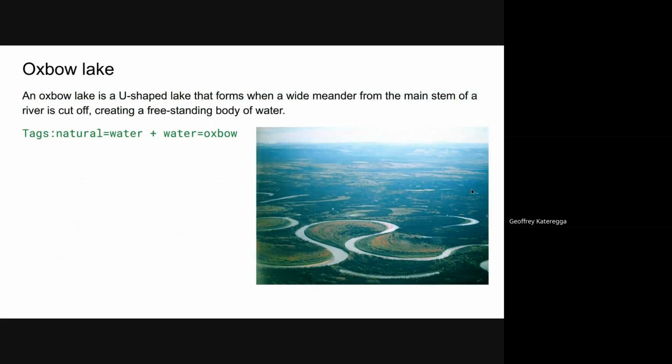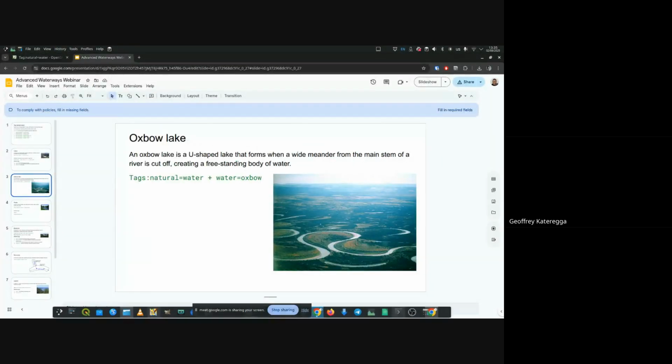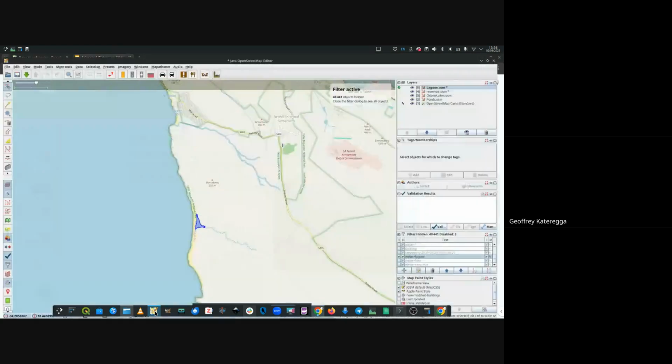Another type of lake that is interesting are the oxbow lakes. These oxbow lakes are usually U-shaped, and normally they are found where rivers are meandering. Usually the main stem of the river is cut off, and then you have an oxbow-shaped water body, which is now forming a lake. So let me try to switch to JOSM, and then we can look at some of these examples.